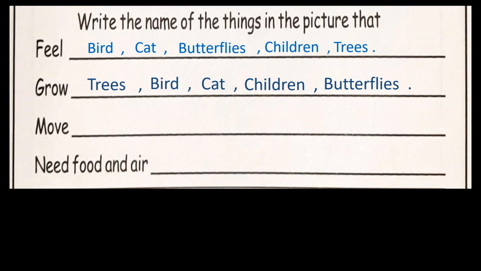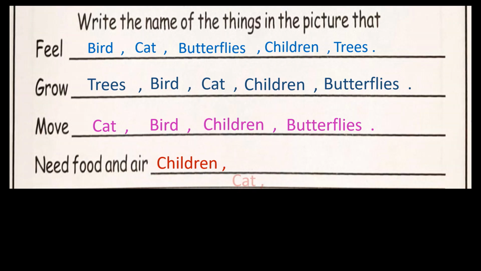Now, can you observe and tell me the things that can move on their own? Cat, bird, children, butterflies. Very good. Now, observe the things that need food and air. Children. Very good. Cat, butterflies, bird, and trees. Very good, children.